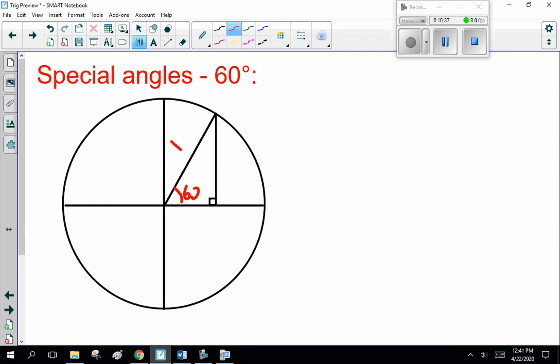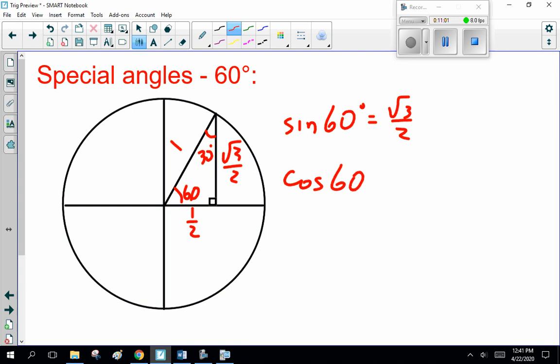Now, the last one, 60 degrees. 60 degrees, that's 1. Then we're going, oh, wait a minute. Stop. Think. Right angle triangle. That's 30 degrees. What's the side opposite? Half. The side adjacent is root 3 over 2. So sine of 60 degrees is root 3 over 2. Cos of 60 degrees is 1/2. Yes, I expect you to remember these numbers. All right?